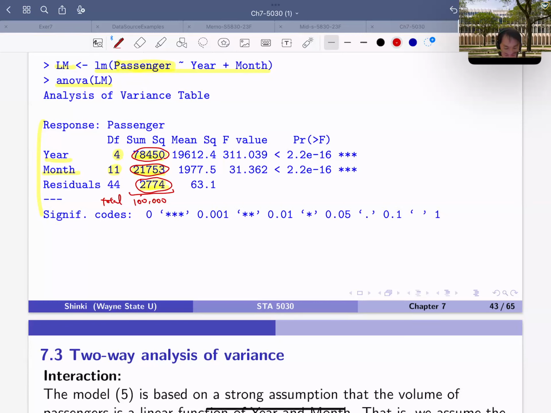And you can see this number. This number is just 78,450 divided by 4, so 19,000. And you can do this for this one and also this one. So for the residual, we have the degrees of freedom of (m-1) times (n-1). And you can calculate this.